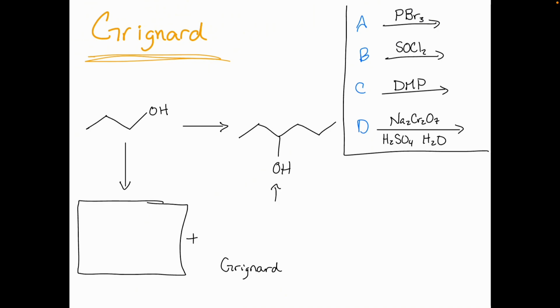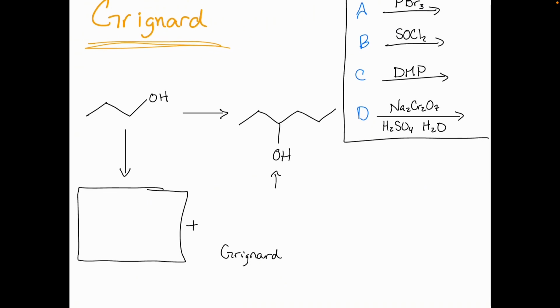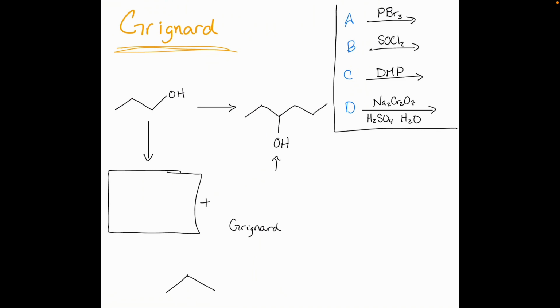Okay, so both C and D do these oxidation reactions, right? But D is a strong oxidizer. So if I took an alcohol and did D, I would get a carboxylic acid. That's not what we need. So what we're going to use is that DMP, that Dess-Martin, whatever it was. And that will convert my alcohol into an aldehyde, into that carbonyl group.